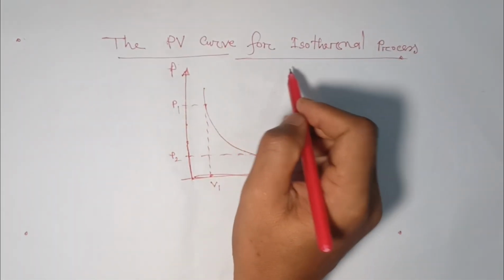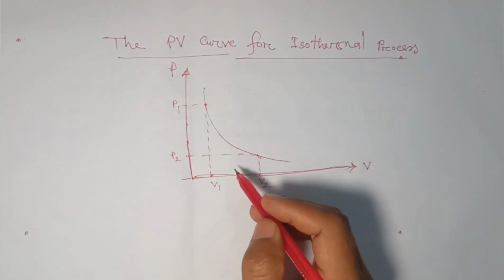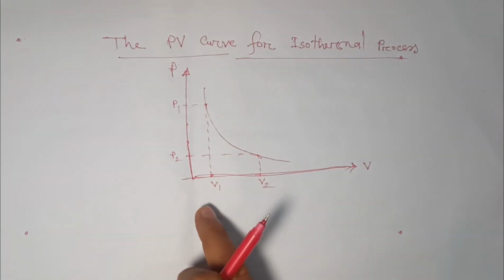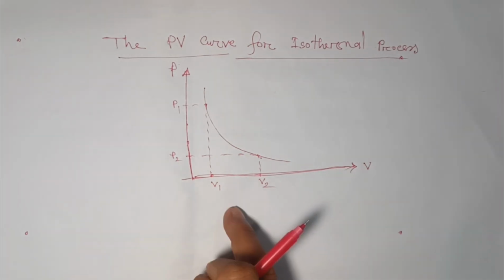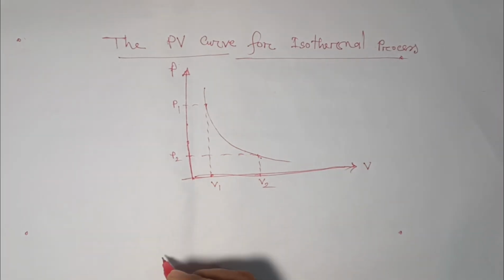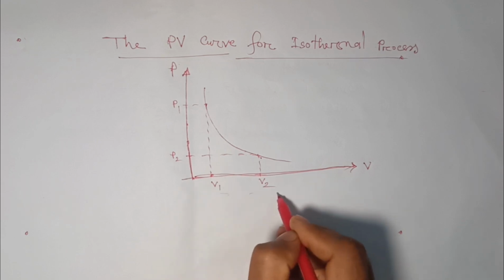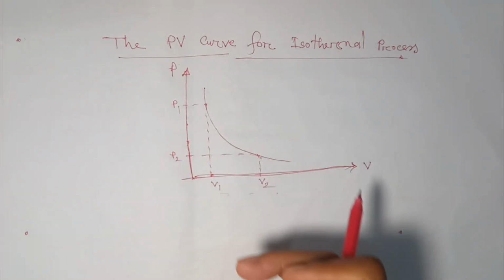The PV curve for isothermal process. This curve is known as the isothermal curve. This is a rectangular hyperbola. In isothermal process, if the volume increases, the pressure decreases.